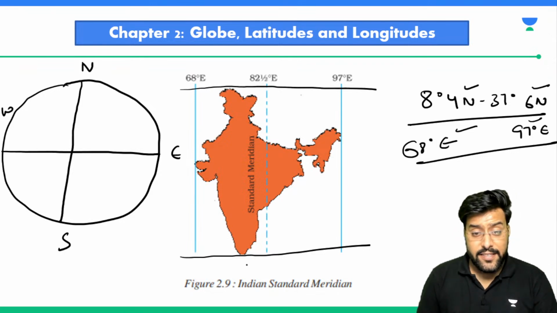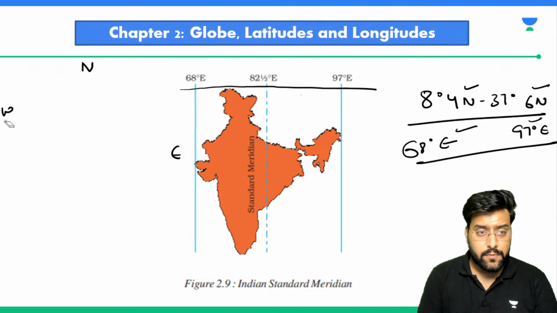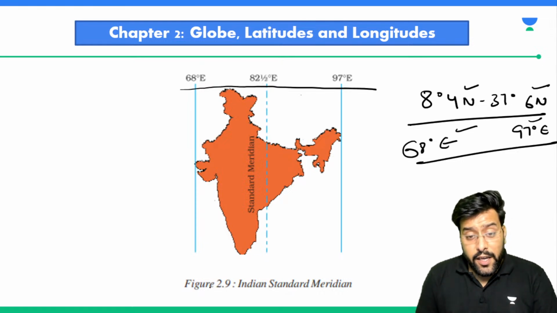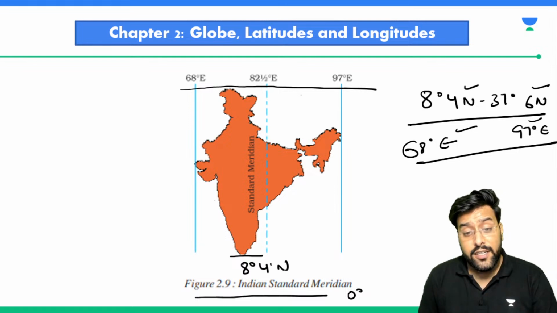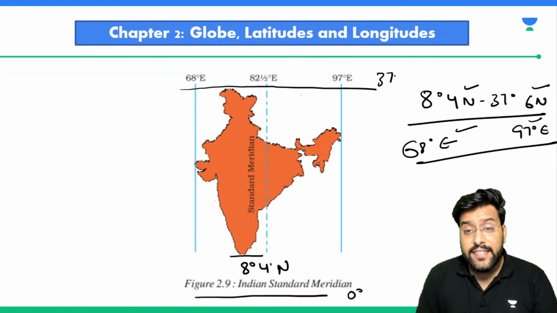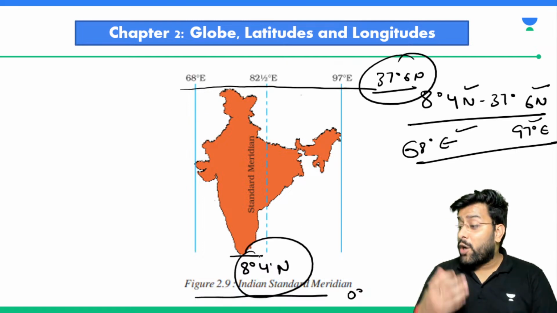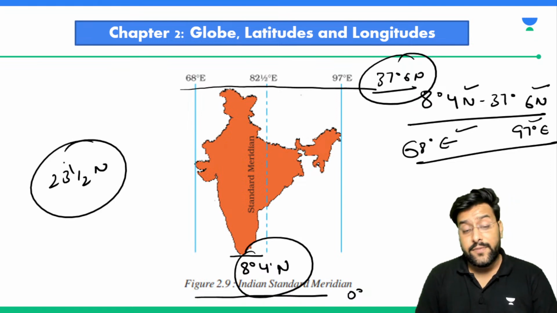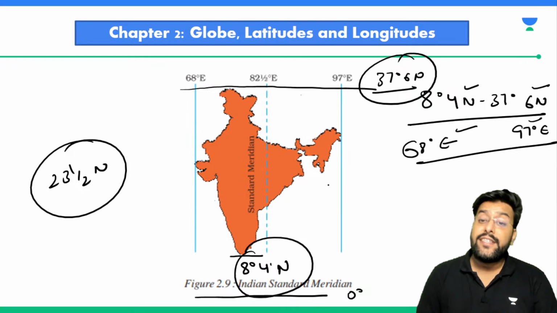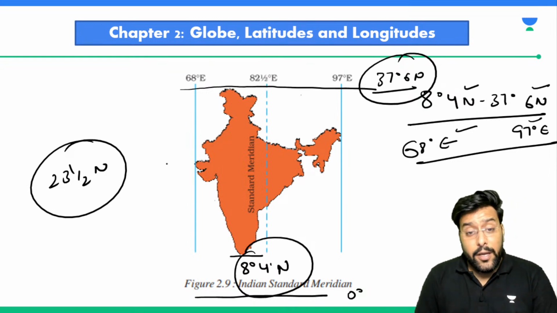So how is that taking place? I'll just let you know. What was happening here was, somewhere here we had this 0 degree equator. Moving away from equator, somewhere here we had 8 degree 4 minutes north. That was the southernmost extent of India, and it went up to 37 degrees 6 north. We talked about Tropic of Cancer, 23.5 degree north, which would lie somewhere in between India's extent, because India starts from 8.4 degrees and goes up to 37.6 degrees. So this 23.5 has to be somewhere in between.